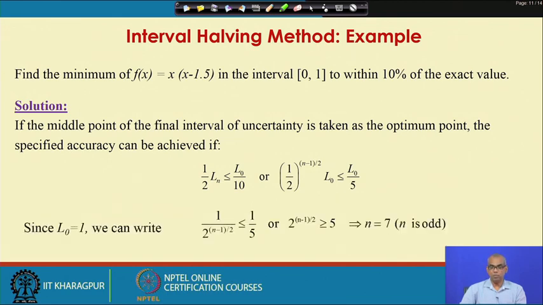Since my interval is 0 to 1, L0 equal to 1, we can write (1/2) to the power (n minus 1)/2 is less than or equal to 1 by 5, which gives n equal to 7, considering that n is odd.